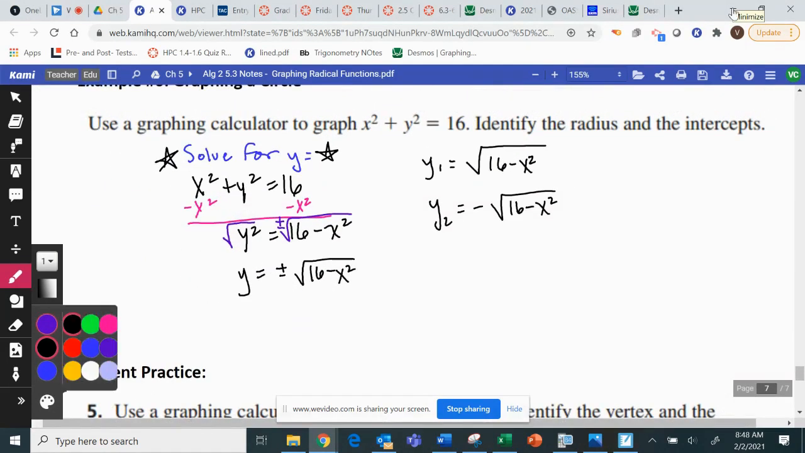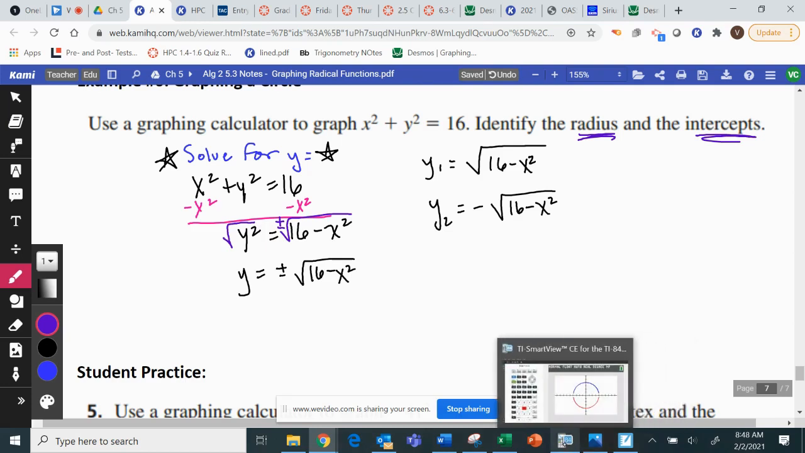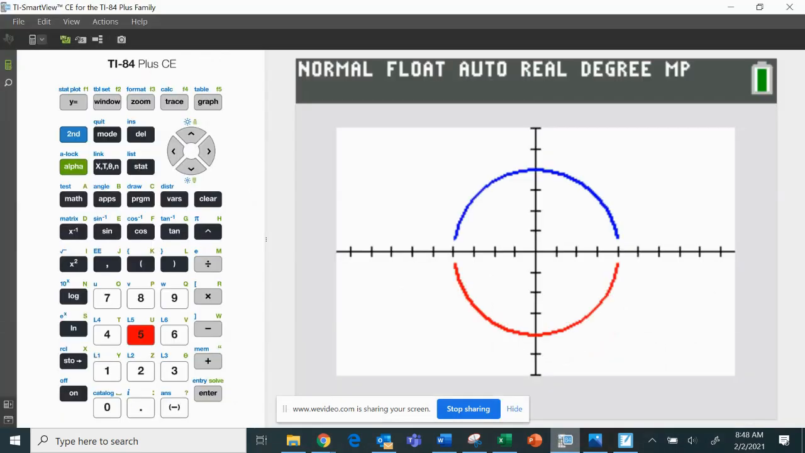We have to identify the radius and the intercepts of this circle. So looking at your circle, the radius would be from the center to any point on the circle at all. How far? Jackson, what's the radius?